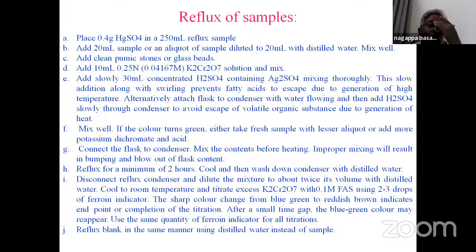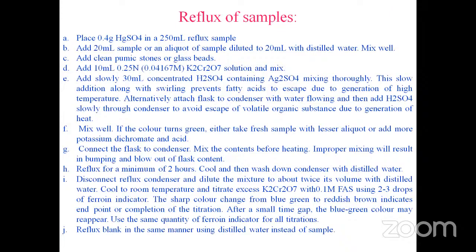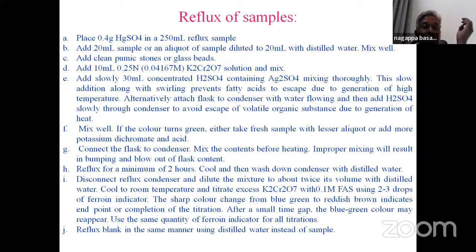Take 5 ml of dichromate solution, 15 ml of sulfuric acid, and add 10 ml of sample to the flask. We also have to add 0.4 grams of mercury sulfate and silver sulfate. Mercury sulfate is added to remove the chloride. Silver sulfate is added as a catalyst.